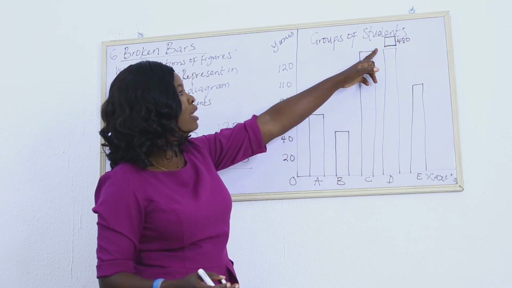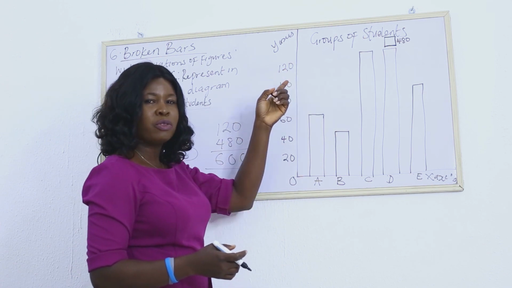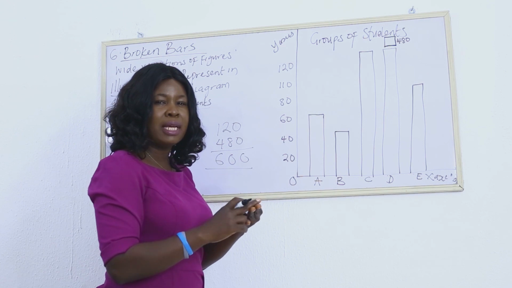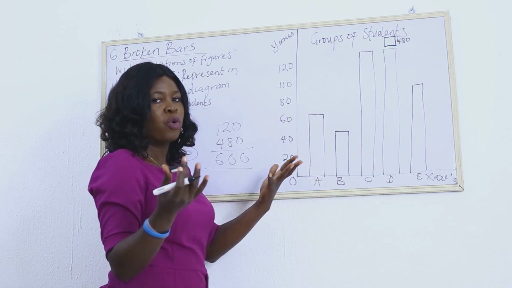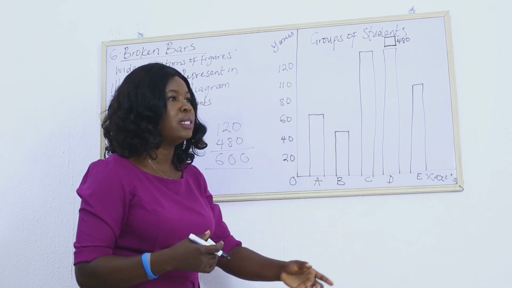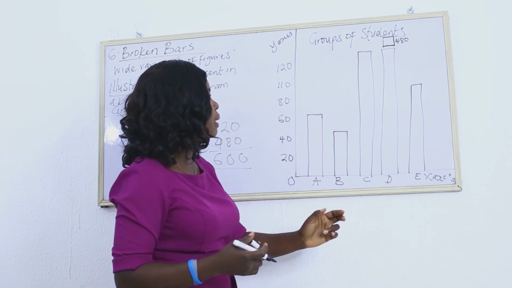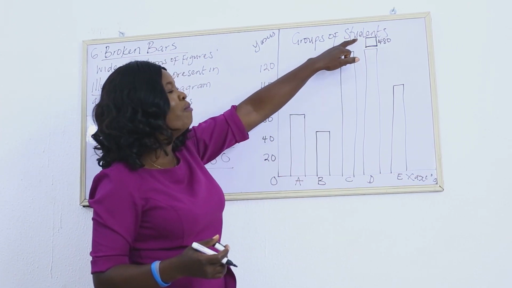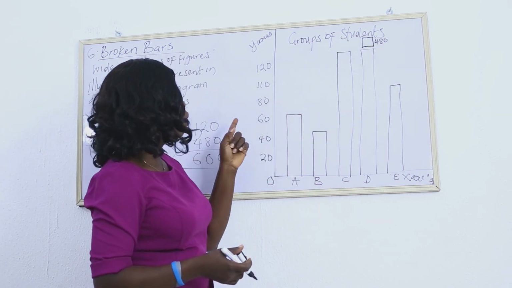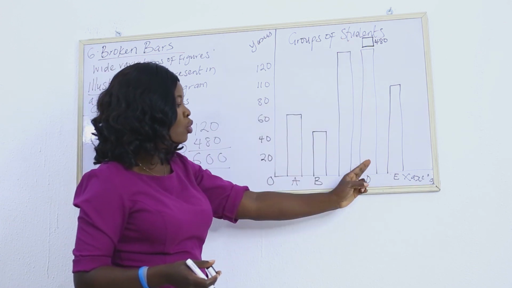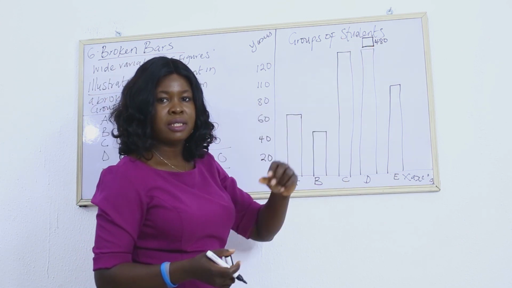The difference between 120 and 480 is very large. For example, if I should continue my scale from 120, I'll have 140, 160, 180, 200, 220, 240. That would be so large that my book might not contain it sometimes. But for it to be easy, I've just broken the bar and I've represented it by 480. So anybody that is seeing this bar knows that to this point is 120 and the remaining bar on top of that 120 is 480. 480 plus 120 that I've done on the board is 600.